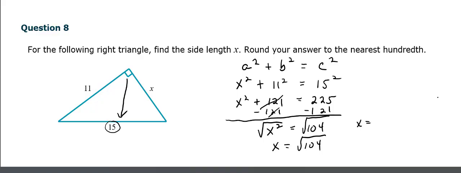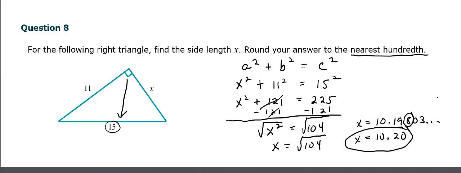So that equals 10.19803, etc. Since I'm rounding to the nearest hundredths, I'm going to look to the right of 9, and since this number is greater than 4, I'm going to round up. So my answer would be approximately 10.20. And again, that's smaller than my hypotenuse, so that answer would make sense.